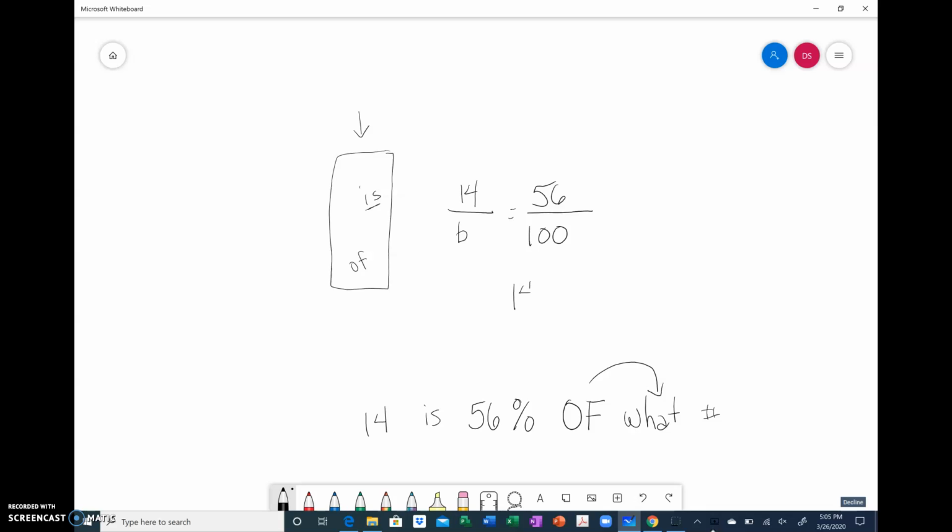Again, you would cross multiply, and you would get this equation, which you would then divide 1400 by 56. 1400 divided by 56 is, for some reason, I can't get my calculator to work, 25. And that would just be the answer.